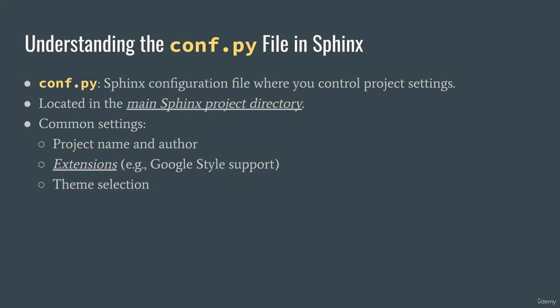The config file in Sphinx is where you control your project settings. It's located in the main Sphinx project directory and holds various configuration options. Some common settings include the project name and author, extensions like Google-style docstring support, and the theme selection for your documentation.